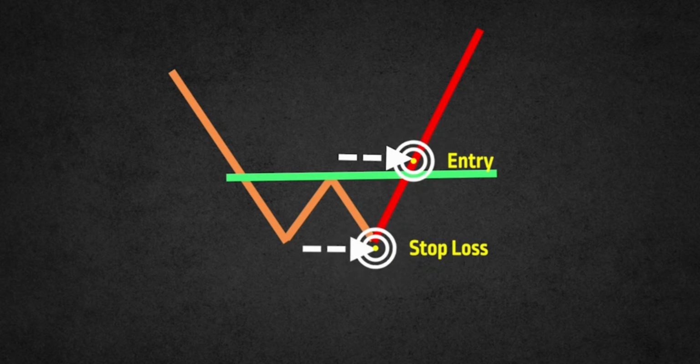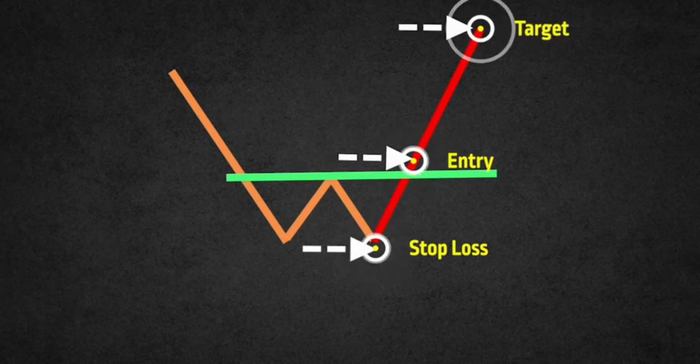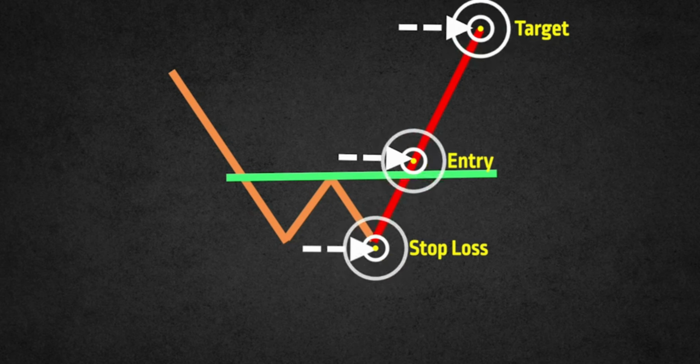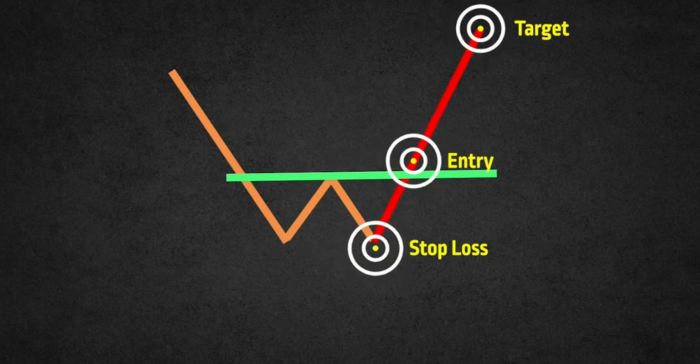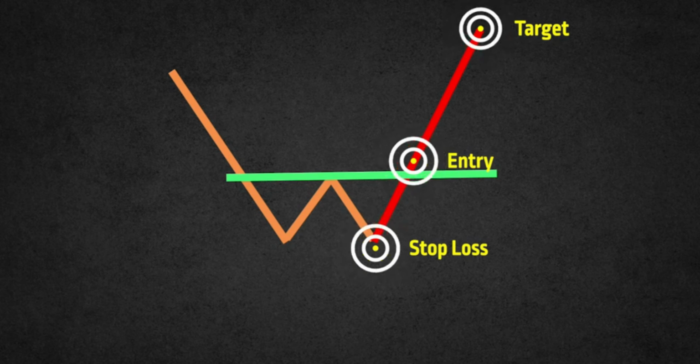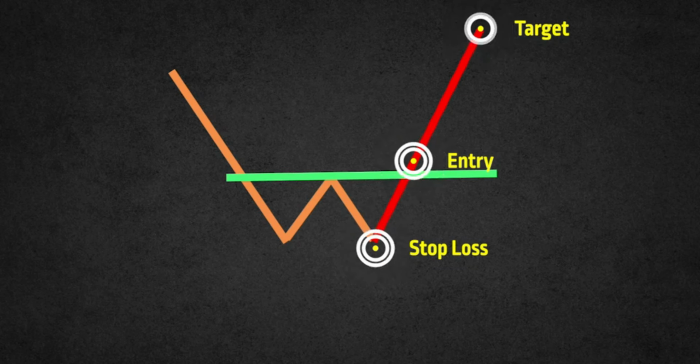Stop loss: place it just below the second bottom. Take profit: same logic. Measure height from bottom to neckline. Project it upward. Tip: look for increased volume on the breakout. That confirms the pattern.